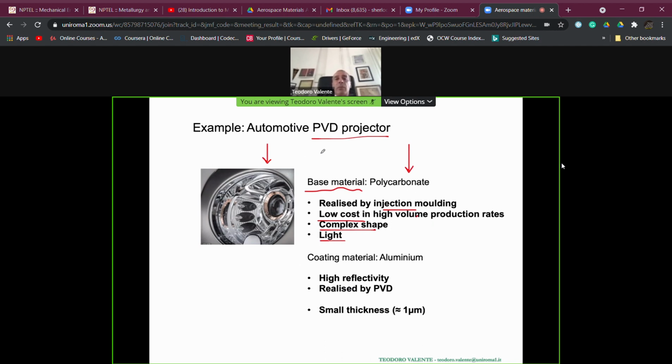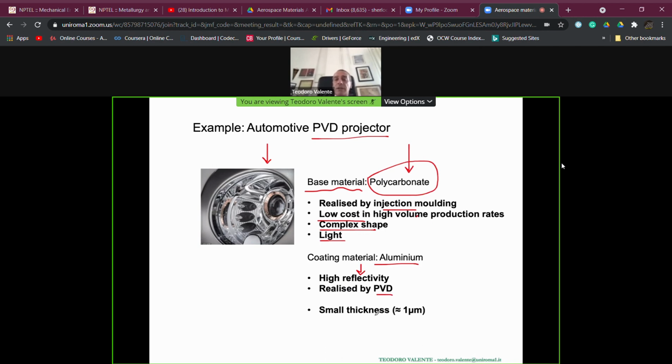And so what we could do is use, for example, metallic materials to fabricate this projector, like, let me say, bulk aluminum, but the cost will be higher, and the system would have a higher weight. And so we can arrange the use of a bulk polycarbonate polymer, on which, on the surface, we are going to put a coating. In this case, we will see it is a physical vapor deposition coating, in order to achieve the reflectivity value which is requested for this application.